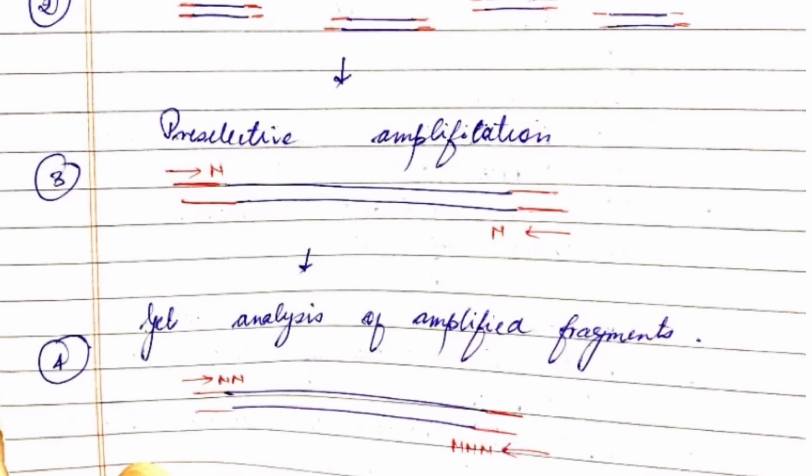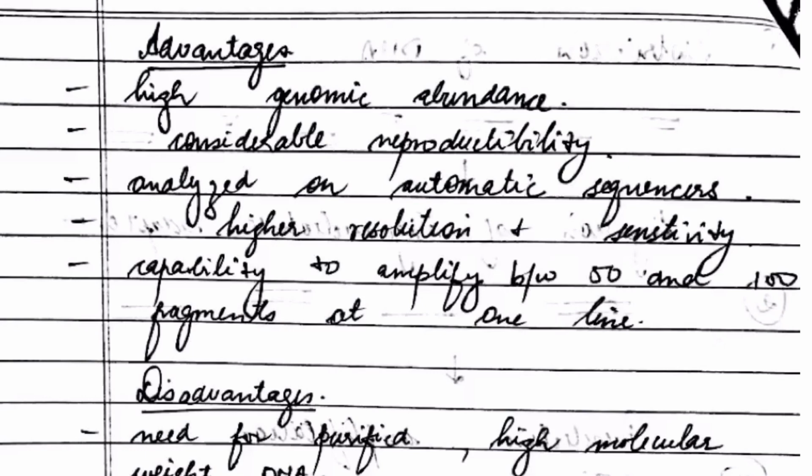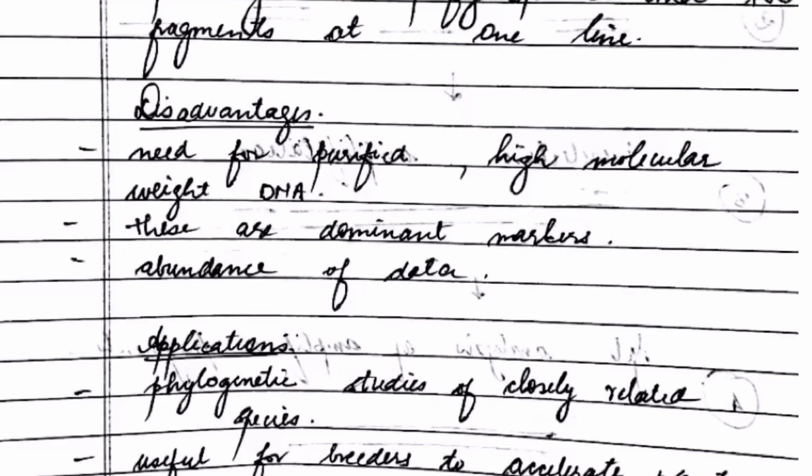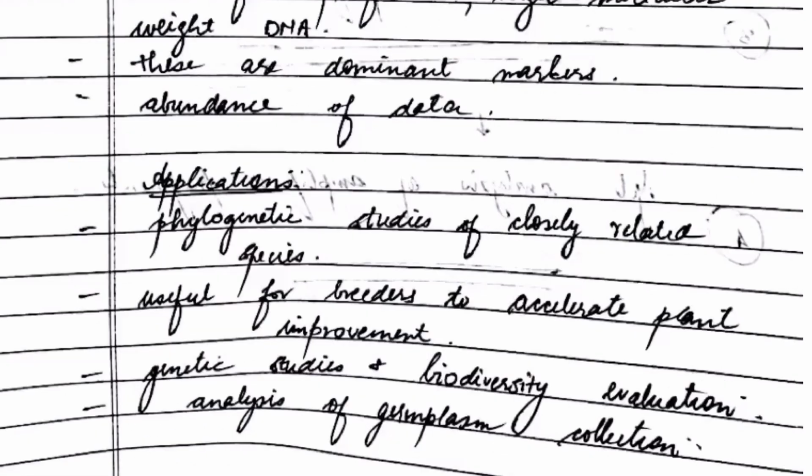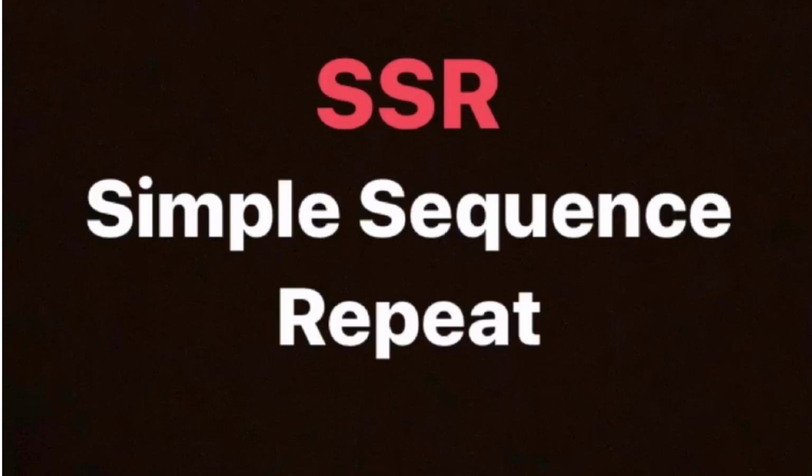The advantages are it is extremely sensitive, it has wide scale applicability, it is used for mapping, it can be analyzed on automatic sequencers. Whereas some of the disadvantages are it is highly expensive, it requires more DNA than RAPD, and it requires more experience with sequencing gel. And the application, it is useful for breeders for accurate plant improvement, genetic mapping, very fast mapping, fingerprinting, and so on.